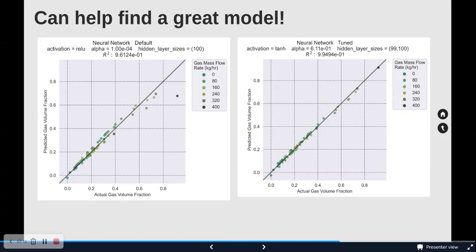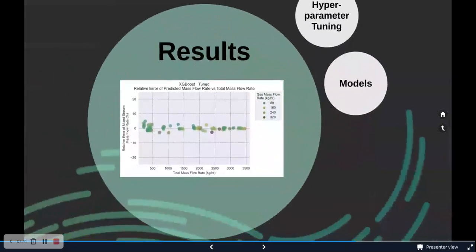The default neural network for predicting gas volume fraction was okay, but it was maybe not so great at these higher gas mass flow rates. By tuning it and figuring out better hyperparameters to use, I really improved the performance, and this ended up being the best performing model for predicting the gas volume fraction in the mixed stream.